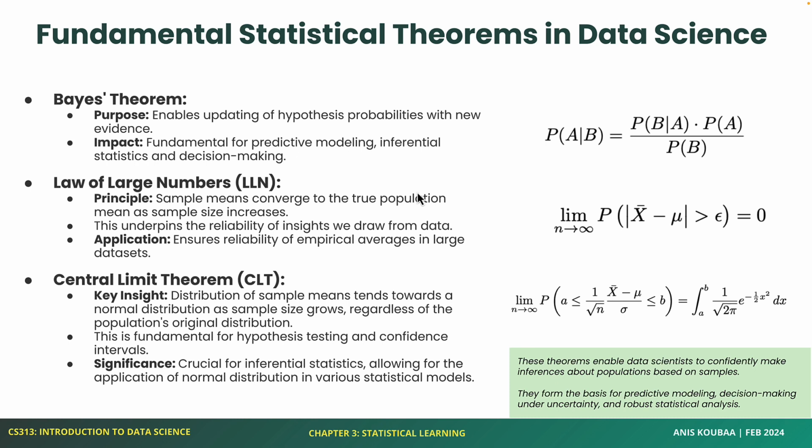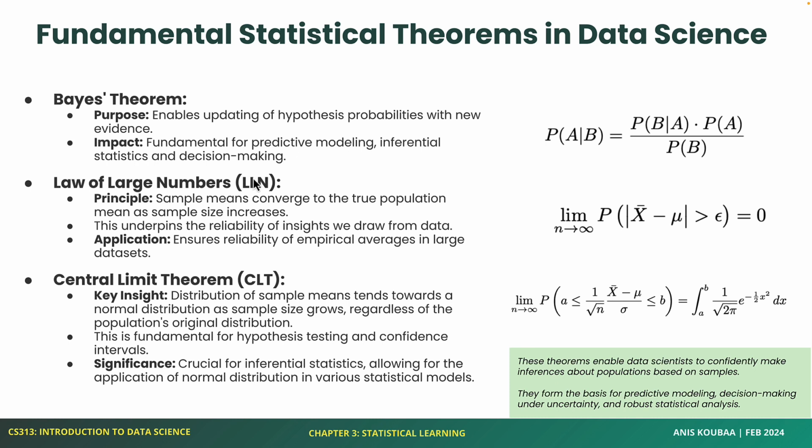The second theorem is the law of large numbers. This simply means that when you have a sample which is large enough, it will converge to the true population mean. Now, how do we determine what is large enough? This is determined by the confidence interval that we can get, which represents the variance of the information.